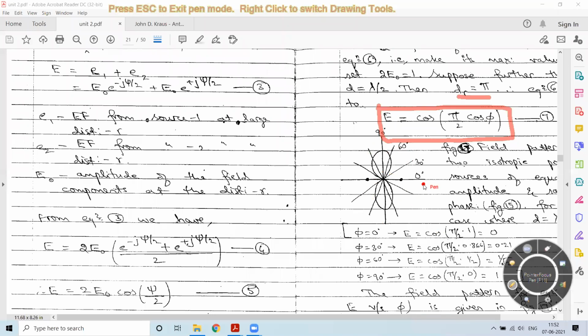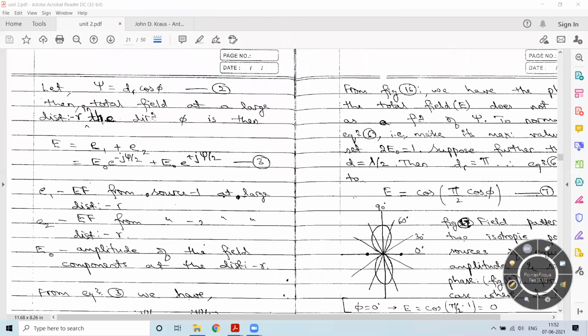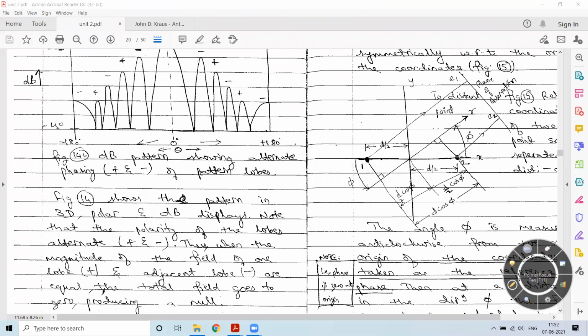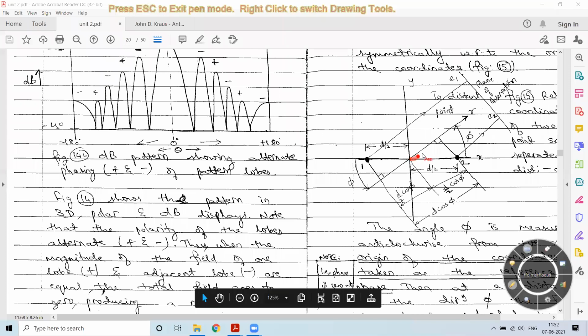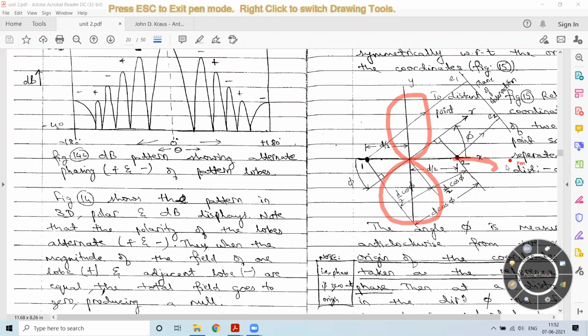So here what we can do is substitute different values of phi and try to see how the plot will appear. This pattern represents source 1 here and source 2 here. If the distance between these two is lambda by 2, we get that equation. And when we do the plot, the plot will be somewhat an 8 shape, because here we are considering phi equal to 0 degrees in this direction. So we'll have an 8-shaped distribution of the field for this given condition.